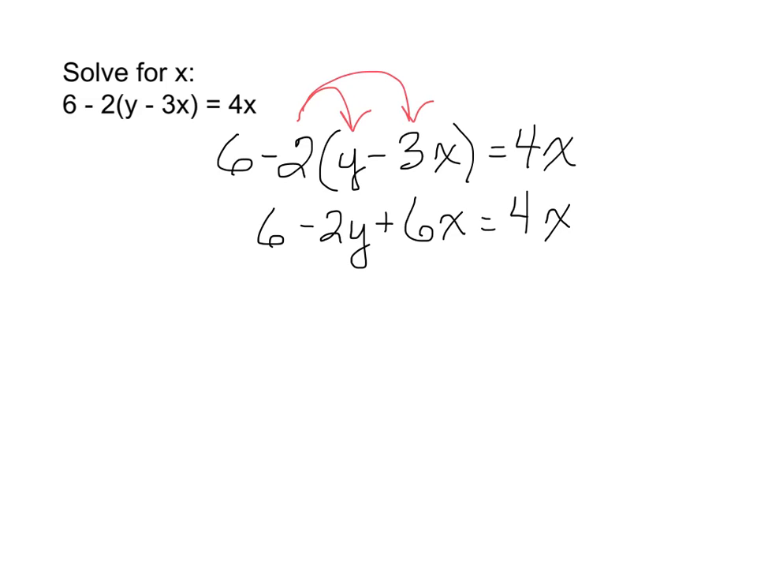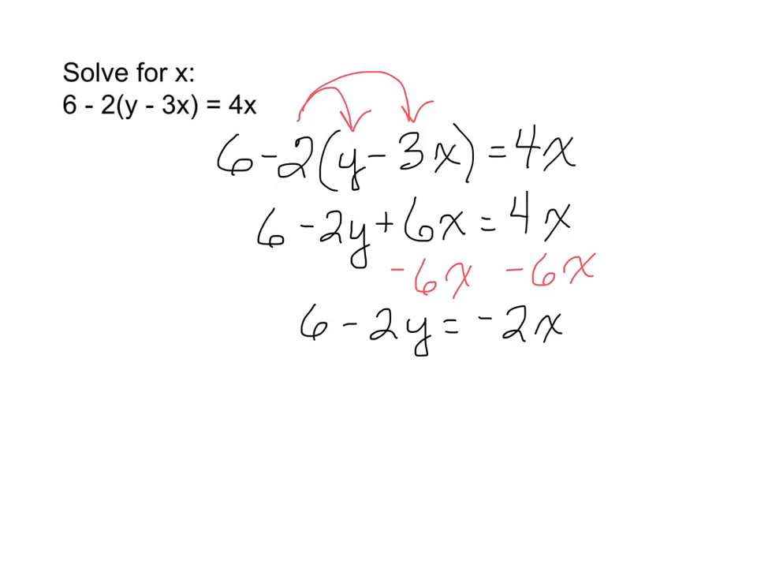Now, I don't have any like terms on the same side of the equation, so I want to begin moving. If I move this positive 6x to the other side of the equation, I've combined my like terms onto the same side of the equation, and I don't have to worry about the 6 or the negative 2y. So I want to subtract 6x on both sides. I now have an equation that reads 6 minus 2y is equal to negative 2x.